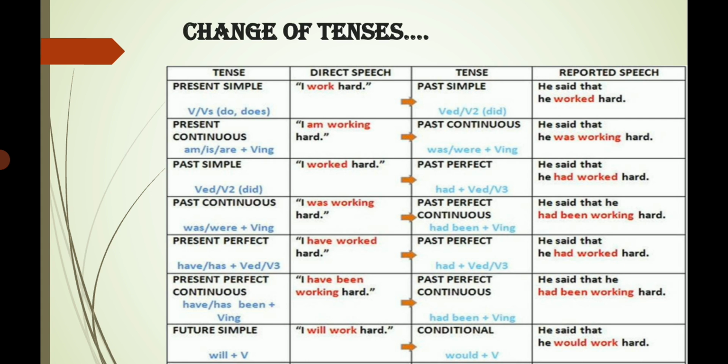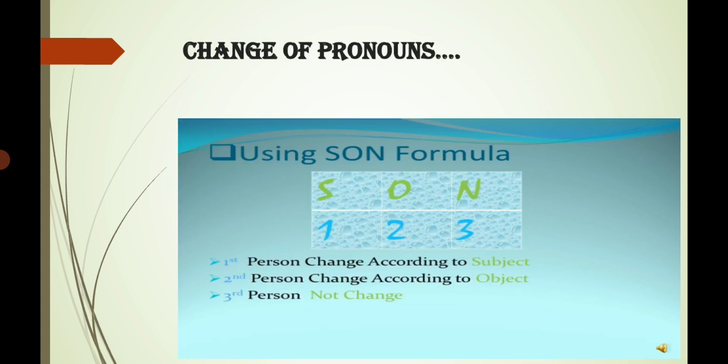Moving forward, rule number 2, change of pronouns. You can see in this slide I have inserted a picture of a formula, and now I will explain what is the meaning of this formula. It is called the SON formula. S stands for subject, O stands for object, and N stands for no change. Now you can see here is written 1, 2 and 3.